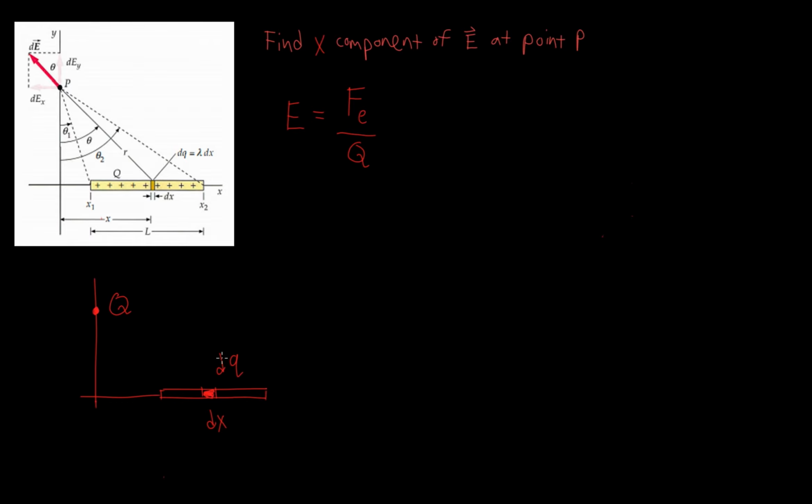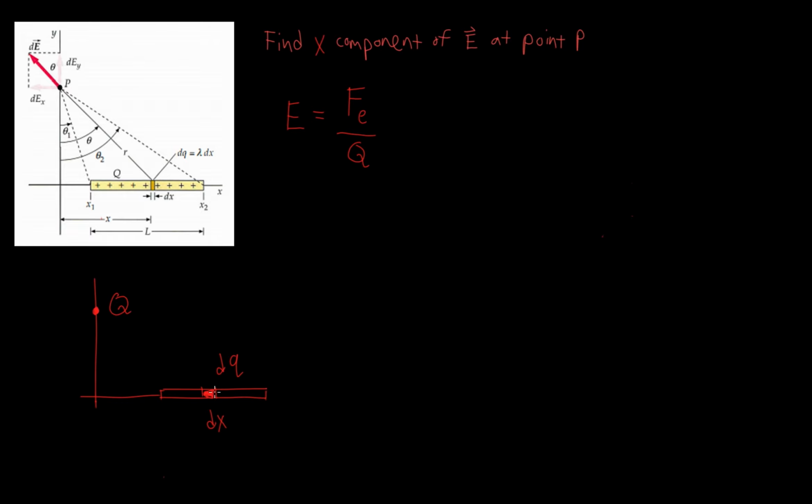Now the letter d just signifies that the amount of charge is infinitesimally small, or really, really small. And the letters dx just represent a very small segment of the line charge. And so we have our two charges. One is charge Q, which is at point P, or the point of interest, and the other is charge dq that lies on the line segment.